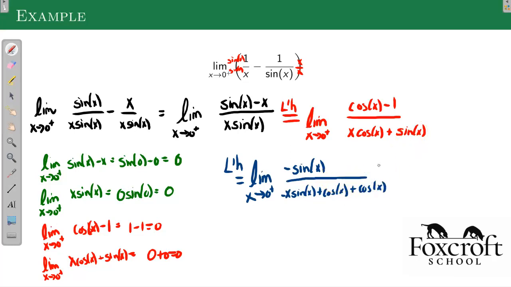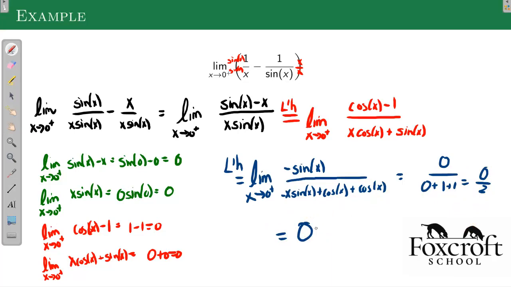Right. Now we try to plug in 0 again. In this case, it's actually going to work. If I plug in 0 into sine, I get 0. x sine of x is still 0, but cosine of 0 is 1. So I get 0 over 2. And it's fine if the 0 is on the top. My final answer is just 0. 0 divided by 2 is just 0.